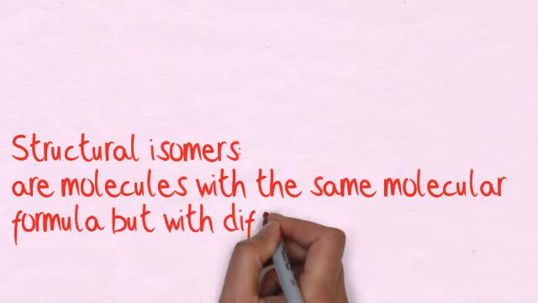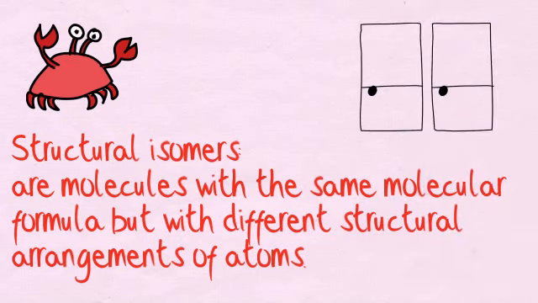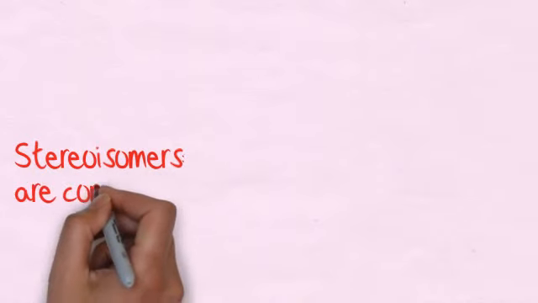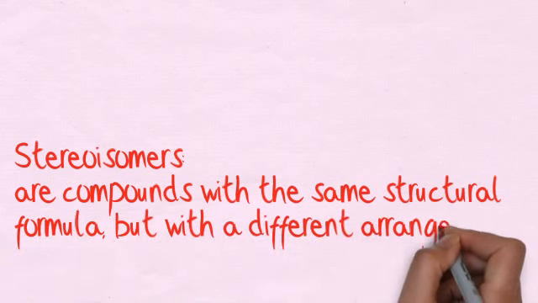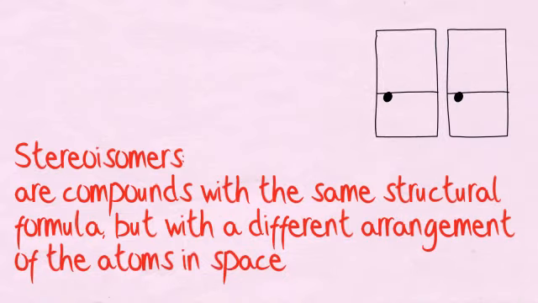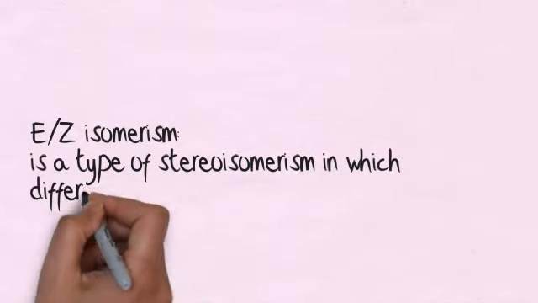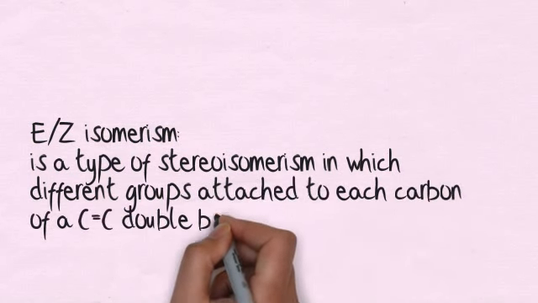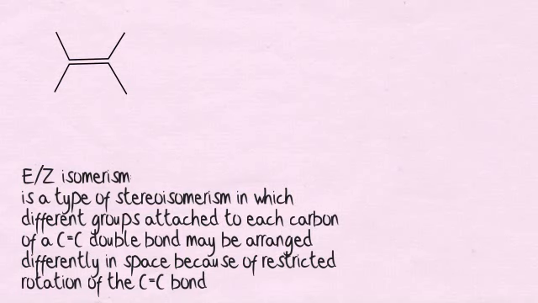Structural isomers are molecules with the same molecular formula but with different structural arrangements of atoms. This is a common exam question. Stereoisomers are compounds with the same structural formula but with a different arrangement of the atoms in space. Again, this is another common exam question. EZ isomerism. This is a type of stereoisomerism in which different groups attached to each carbon of a carbon-carbon double bond may be arranged differently in space because of the restricted rotation of the carbon-carbon double bond.